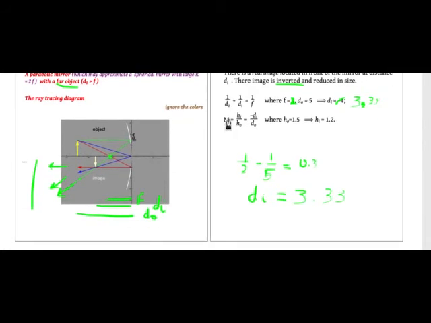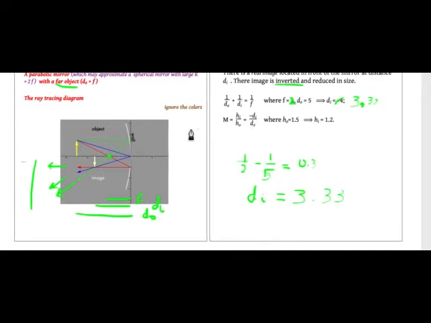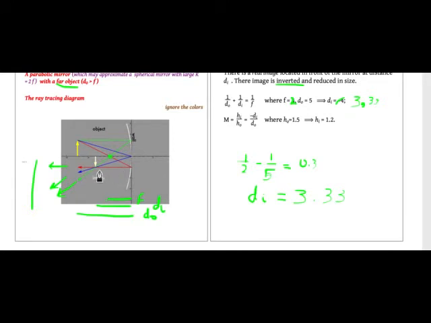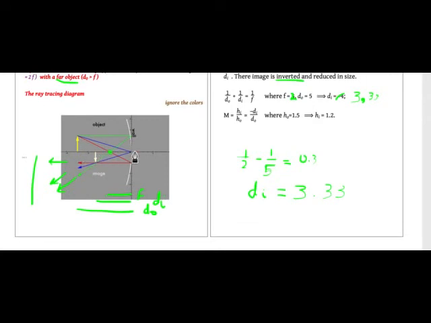What about the magnification? Magnification is the height of the image divided by the height of the object, and we use the formula minus di over dO by looking at triangles in this diagram. Let's see, which triangle would it be? This triangle and this triangle. Those two triangles are congruent. They have the same angle here. So HI divided by DI is equal to HO divided by DO. Well, HI over HO is DI over DO.